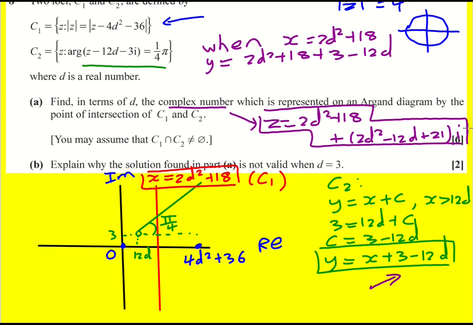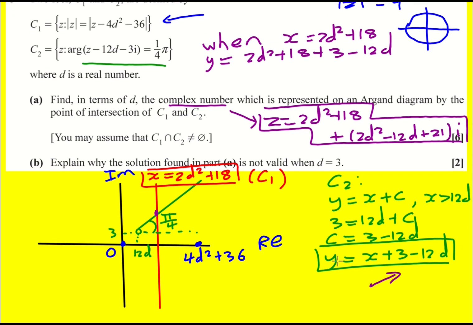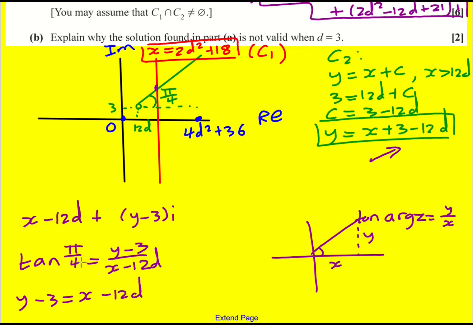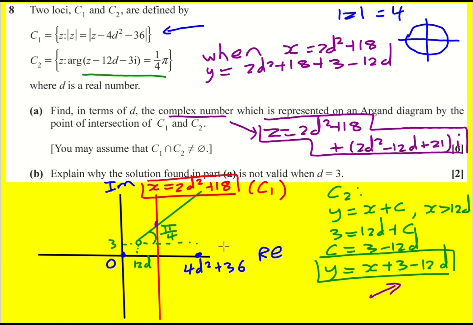So just to recap, we've sketched the perpendicular bisector between 0 and 4d squared plus 36, because that defines C1, written down the equation of the line. We've sketched the arguments carefully, seen that there's this point of intersection here, written down the equation that relates to that, valid for x being greater than 12d. We could still use the point to sub in or use a more general idea. We've got our two equations. I mean, they're kind of simultaneous equations, but we already have the value of x where they intersect, so just sub it in to get the value of y, and then just make sure we write that back as a complex number.